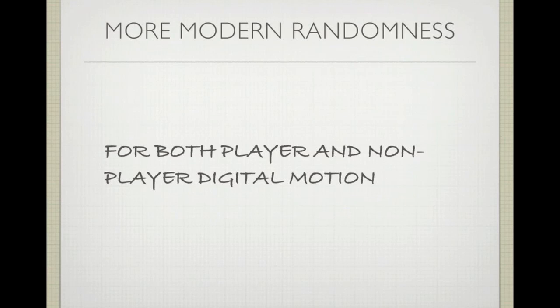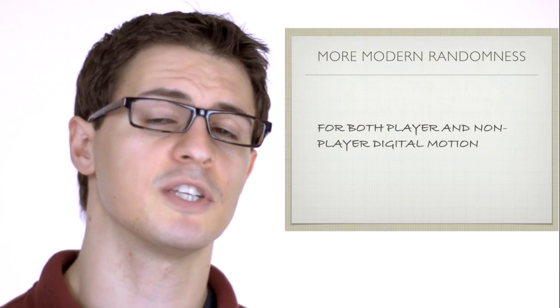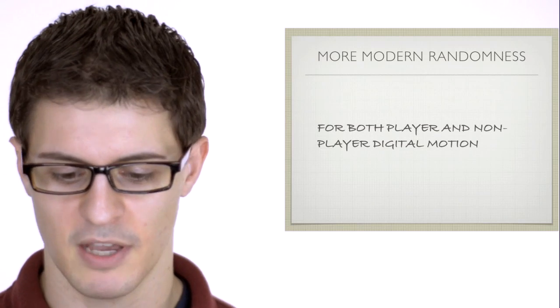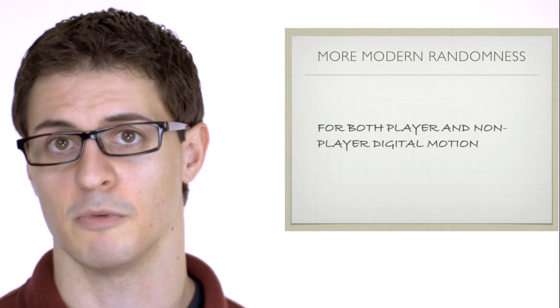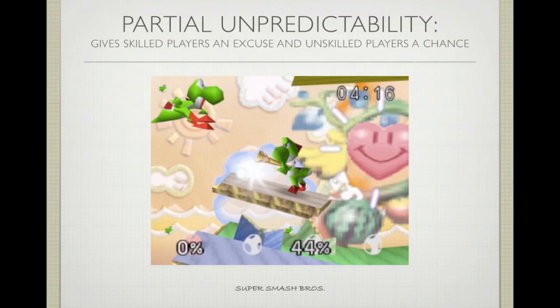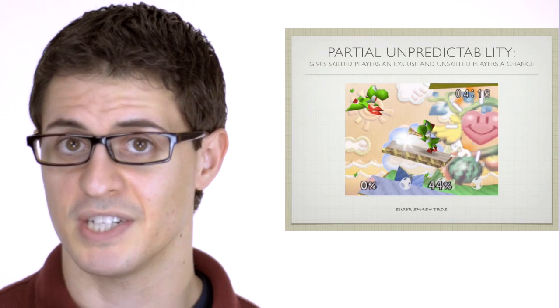If we look at more modern randomness, randomness is used in a lot of video games in a lot of ways, for both the player and for non-player digital movement. So the first example I want to call attention to is partial unpredictability. And this is where it gives skilled players an excuse for losing, or unskilled players a chance at winning.